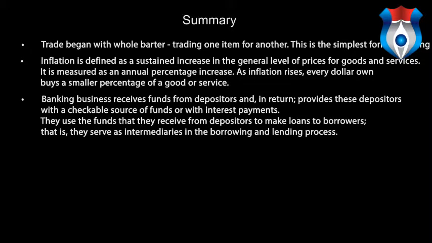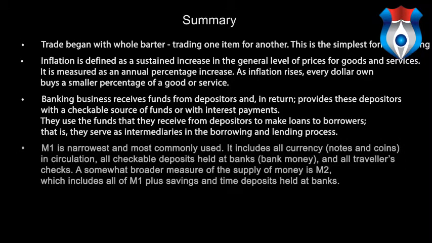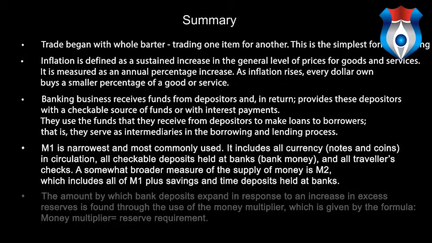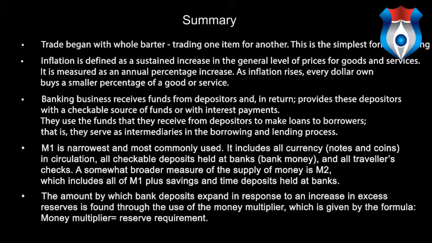Banking business receives funds from depositors and in return provides these depositors with a checkable source of funds or with interest payments. They use the funds that they receive from depositors to make loans to borrowers, that is, they serve as intermediaries in the borrowing and lending process. M1 is the narrowest and most commonly used. It includes all currency notes and coins in circulation, all checkable deposits held at banks, and all travelers' checks. A somewhat broader measure of the supply of money is M2, which includes all of M1 plus savings and time deposits held at banks.